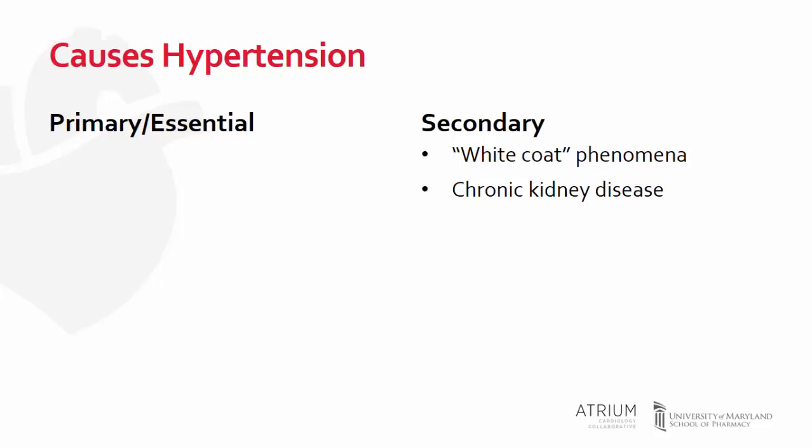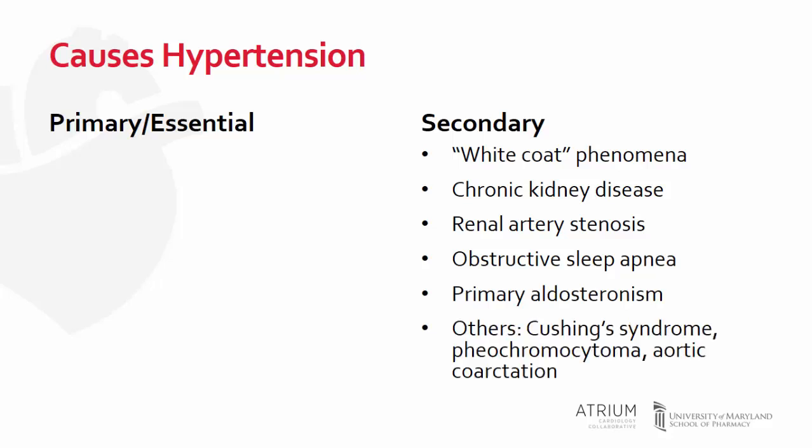Other causes of secondary hypertension include chronic kidney disease, renal artery stenosis, obstructive sleep apnea, primary aldosteronism, and then other, more rare causes such as Cushing syndrome, a pheochromocytoma, and aortic coarctation.